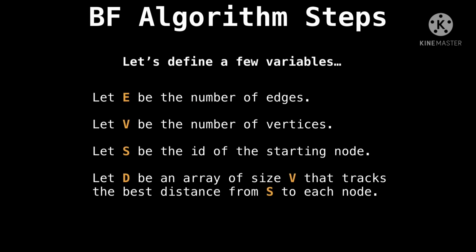Now let's look at the actual steps involved in the Bellman-Ford algorithm. First, we'll need to define a few variables. Let E be the number of edges in the graph. Let V be the number of vertices. Let S be the ID of the starting node. In this case, S is short for start. And lastly, let D be an array of size V that tracks the best distance from S to each node.